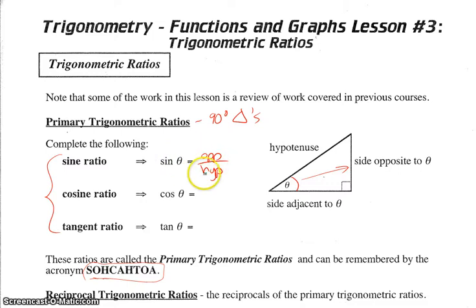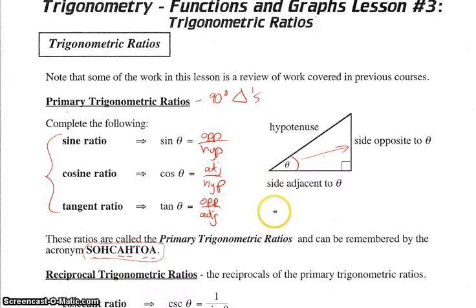Sine theta is opposite over hypotenuse side. Cosine theta would be adjacent. See the A and the H? So adjacent side over hypotenuse. And tan theta is opposite over adjacent, so opposite over adjacent side. So yeah, that's how you can remember those ones.